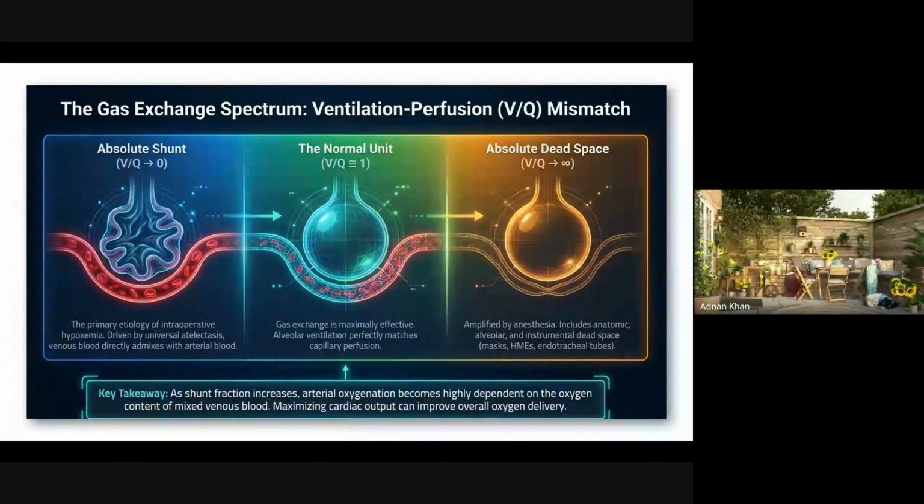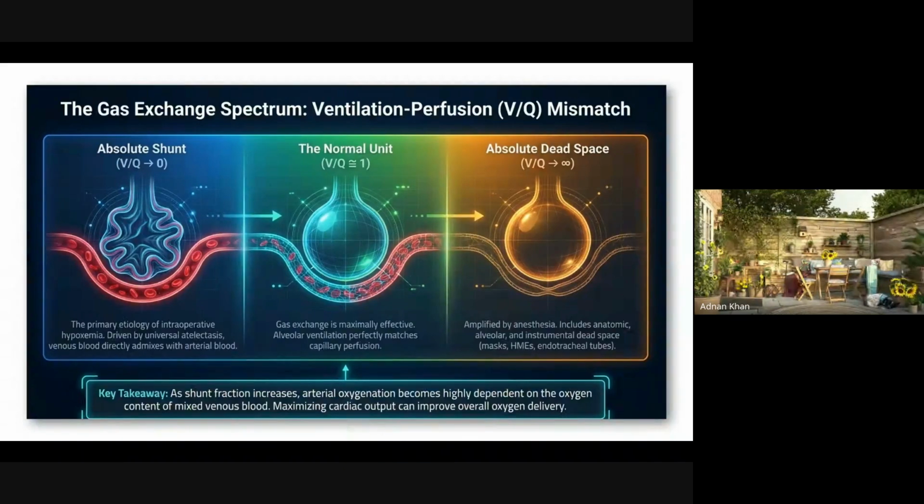This figure again shows the spectrum of ventilation perfusion relationship. As you can see, on the left side is the absolute shunt. The alveoli receive most of the blood flow, but little or no ventilation. Blood, therefore, passes through the lung without being oxygenated. As you all know, during anesthesia, shunt caused by atelectasis is the primary cause of hypoxemia.